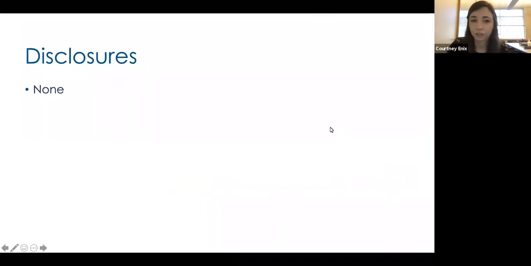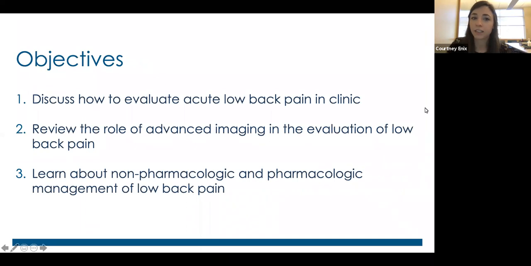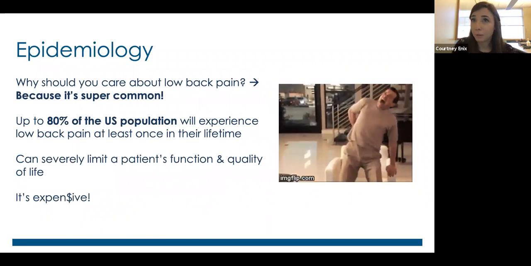So I have no disclosures. And the objectives of today's talk: we are going to talk about how to evaluate acute low back pain whenever patients come into clinic with this chief complaint. We're also going to talk about the role of advanced imaging in the workup and evaluation of low back pain, and then learn about some of the non-pharmacologic and pharmacologic management of low back pain, both acute and chronic low back pain.